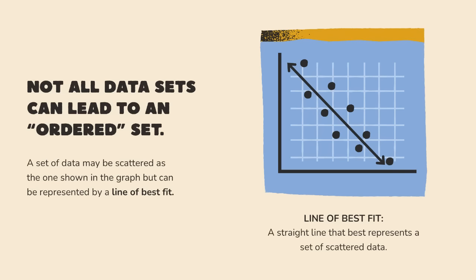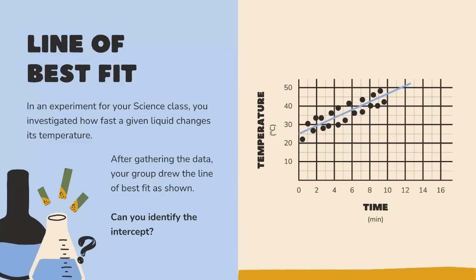By the end of this session, you'll learn how to identify and interpret the intercept of a linear model, calculate the slope of a line and understand what it represents, and use the slope-intercept form to write equations for linear models. Let's start by identifying the intercept.